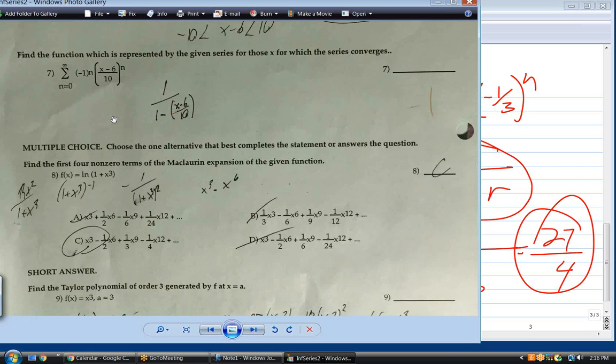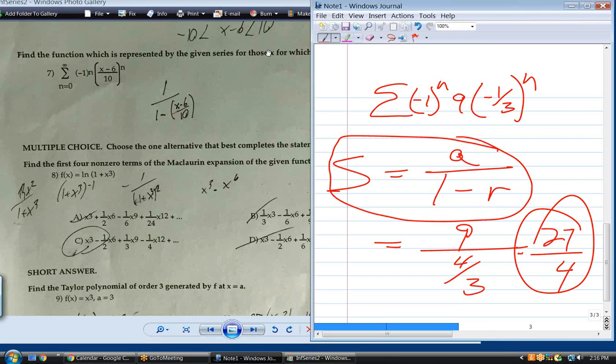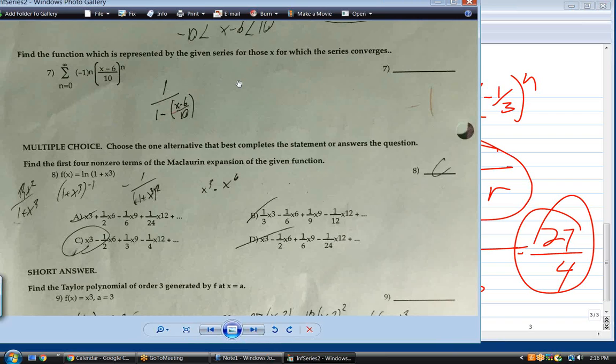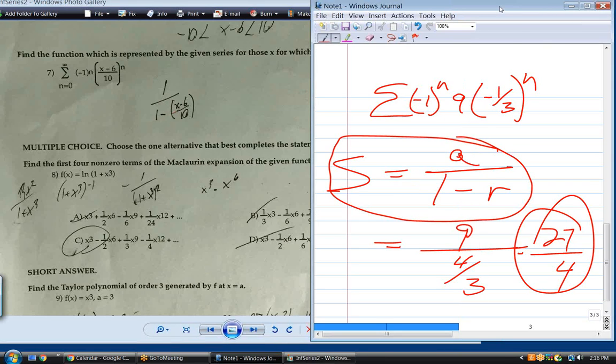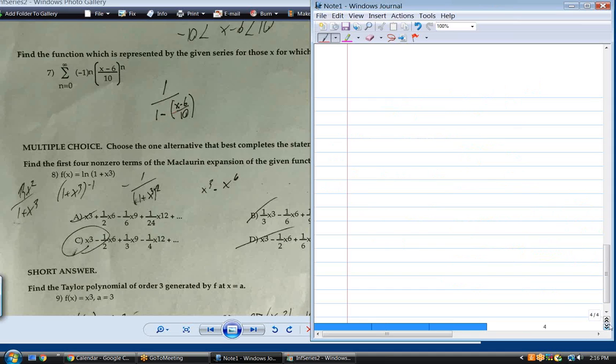Number 7. Find the function represented by that series. Let's see, find the function for those x for which the series converges. Okay, hold on, I did this one. I just can't remember how I did it. Hold on. Yeah, this is an interesting problem. What does this series converge to? That's why this is a really interesting problem.